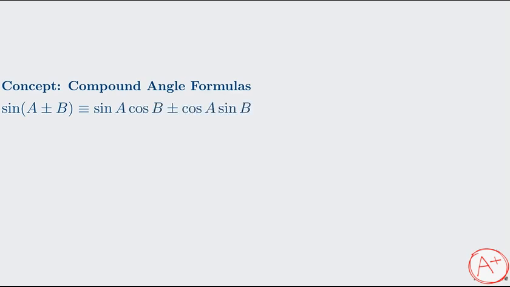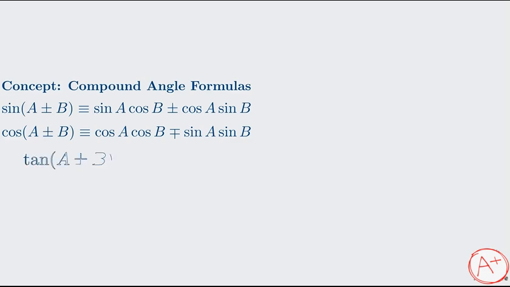The cosine expansion is different. It groups the cosines together and the sines together, but the sign is reversed. A plus in the bracket means a minus in the expansion. The tangent formula is a fraction, where the numerator keeps the sign and the denominator reverses it.